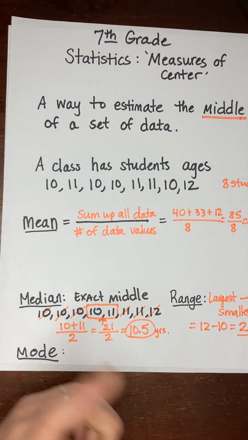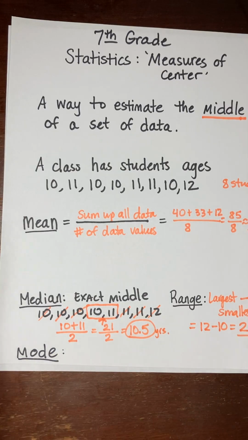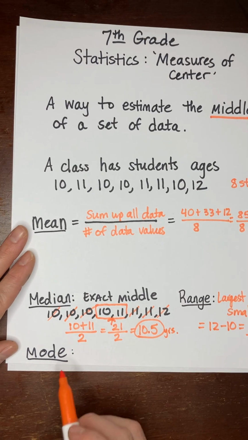So what does the 2 mean? Well, it means 2 years. That means the ages in our classroom are only about 2 years apart, spread out about 2 years for all of our students. The last one is the mode.